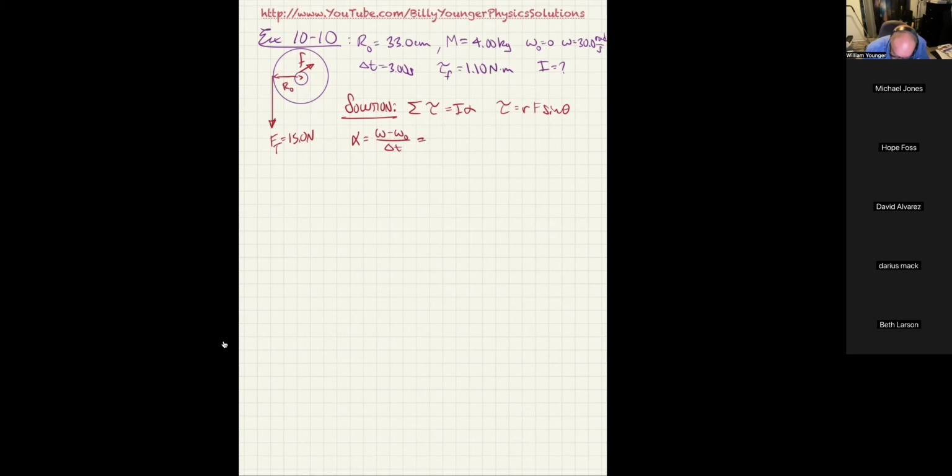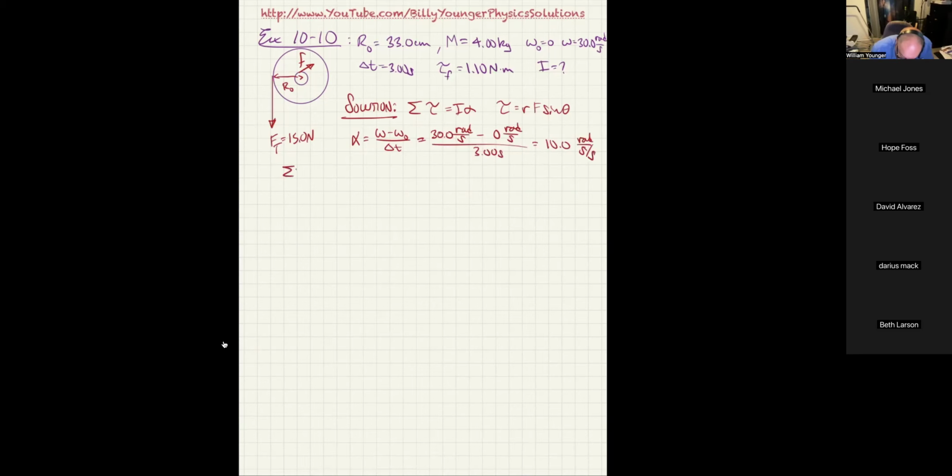So I'm not even putting the average bar over it. But in this case, we're going to say 30.0 radians per second minus 0 radians per second over 3.00 seconds, which is clearly 10.0 radians per second every second. So we now know alpha.